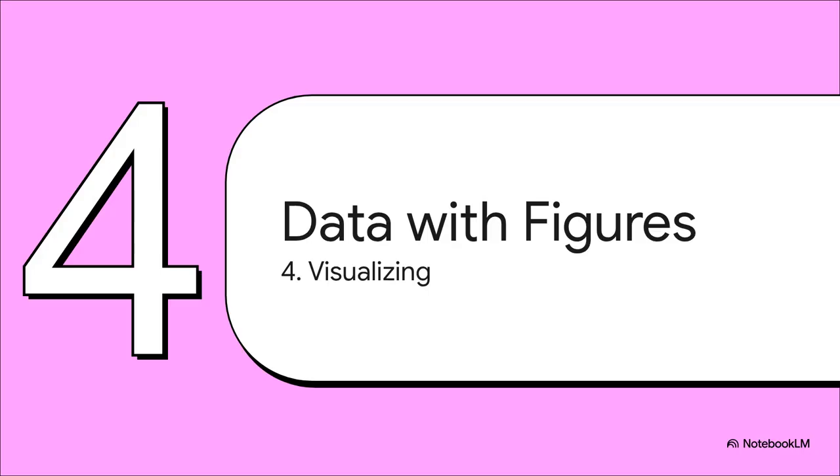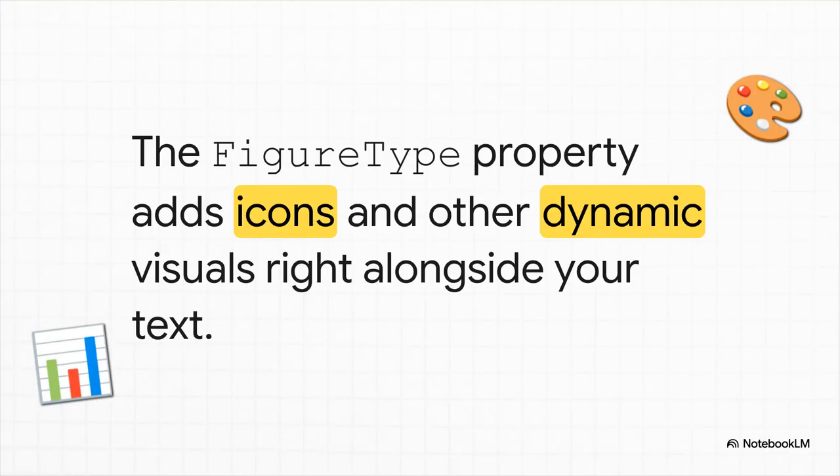Okay, text and color are powerful, for sure. But what if we could tell a story without using any words? This is where the stat component really levels up from being a data display to a true data visualization tool. See, the figure type property, this lets you add icons and other dynamic visuals right there alongside your text. This is what moves us beyond simple labels and into the realm of rich, meaningful data visualization.